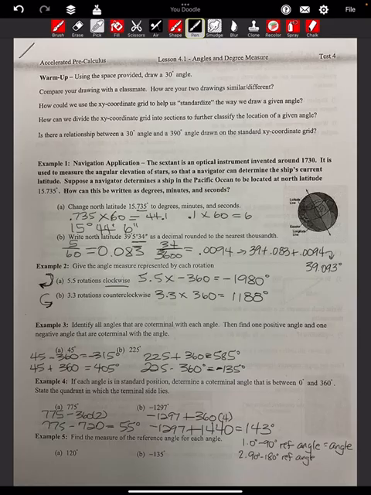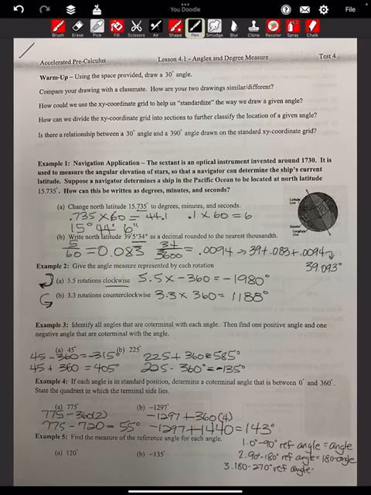360 times 4 is going to be 1440. And when we add the two together, we're going to wind up with positive 143 degrees. All right? So if you have any questions, just pause. You can go back and rewind it and go from there.